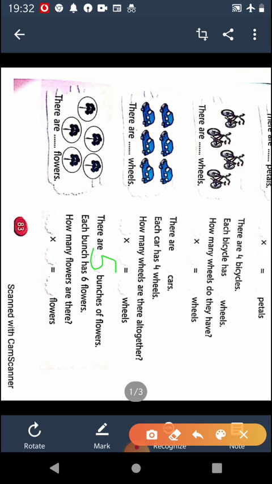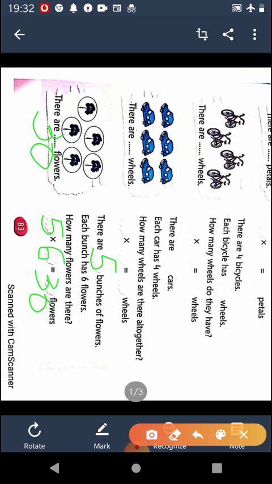You can count by adding also. Each bunch has 6 flowers. So 6 plus 6 plus 6 plus 6 plus 6. That means we can add 6 5 times. But instead of adding 6 5 times, we can simply multiply. Since there are 5 bunches, so 5 multiplied by, and how many flowers in each bunch? 6. So 5 multiplied by 6 is equal to 30. So there are 30 flowers.